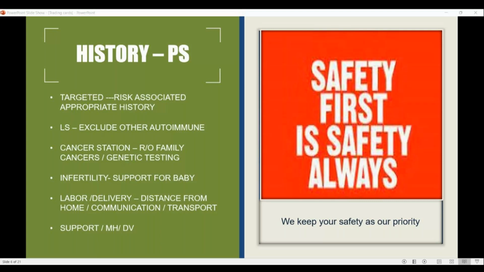In infertility, you take history, include all the patient safety points, but ask for the support for the upcoming baby, because they are very particular about it, that anyone who is planning for children should have enough support for the child. So ask about support for the upcoming baby particularly, that will give you a safety mark.